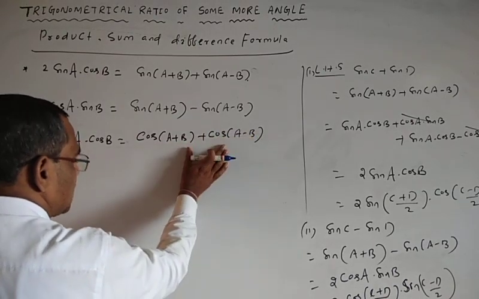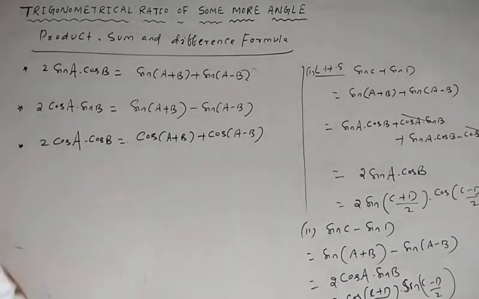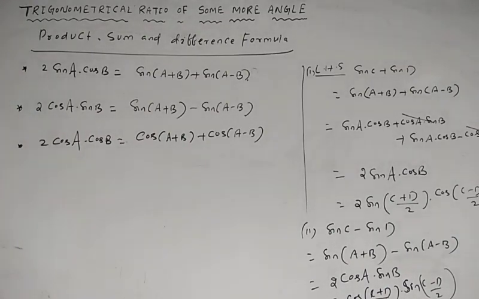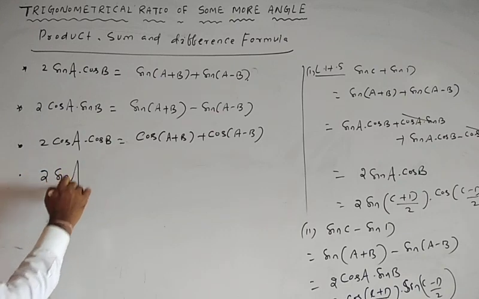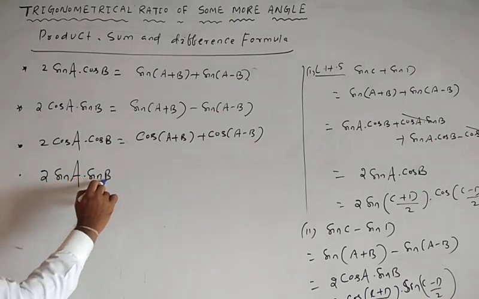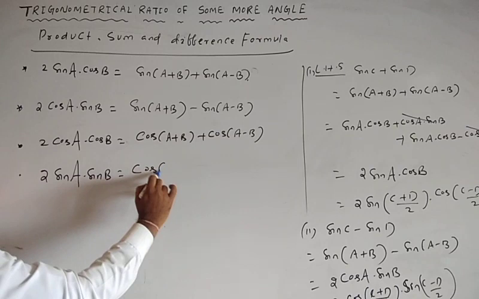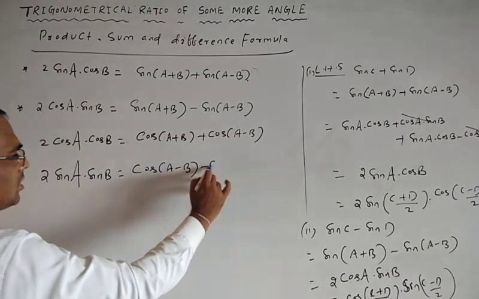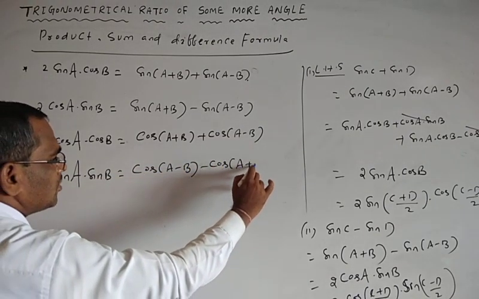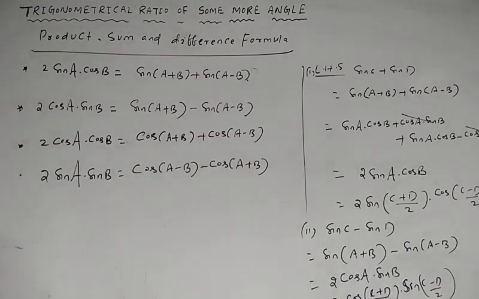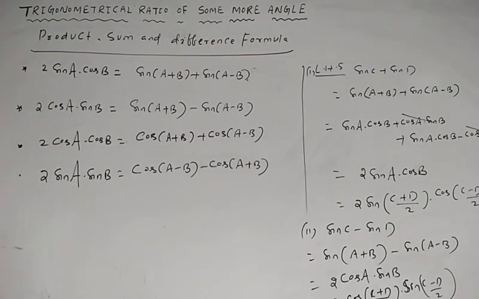If we take the RHS side, we will get the LHS, that is 2 cos A into sin B. Next, 2 sin A sin B. So 2 sin A sin B means this is the formula cos A minus B minus cos A plus B. So 2 sin A sin B is equal to cos A minus B minus cos A plus B.